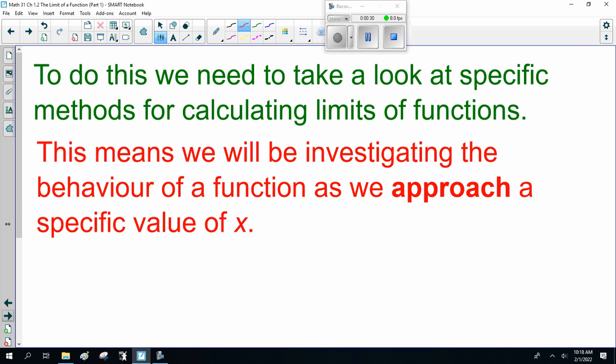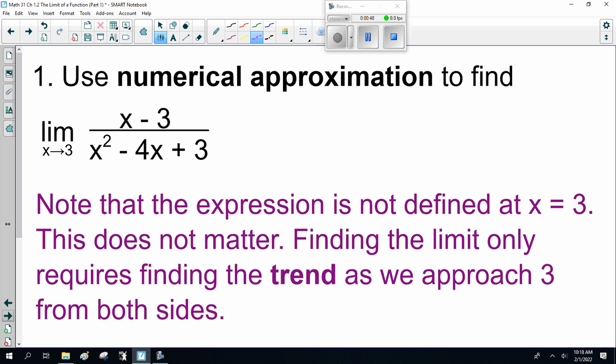All right. Now, to do this, we need to take a look at specific methods for calculating limits of a function. This means that we will be investigating the behavior of a function as we approach a specific value of x. Now, here, let's use numerical approximation to find the limit as x goes to 3 of x minus 3 divided by x squared minus 4x plus 3.